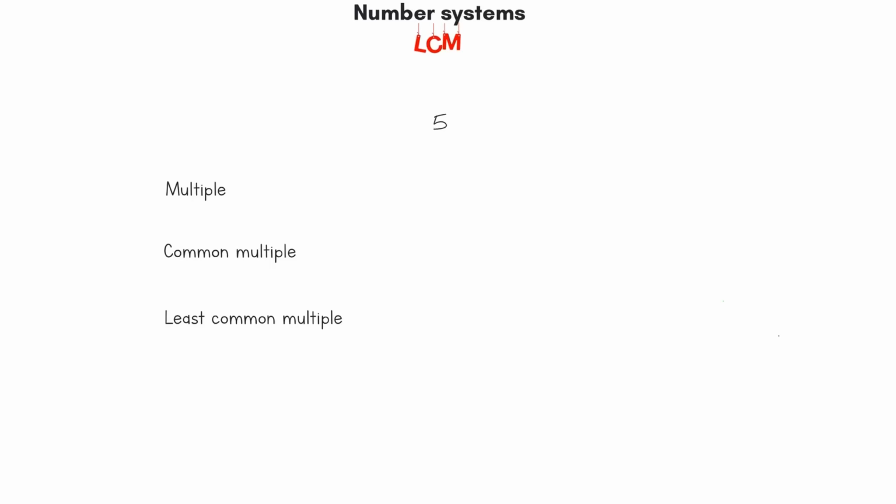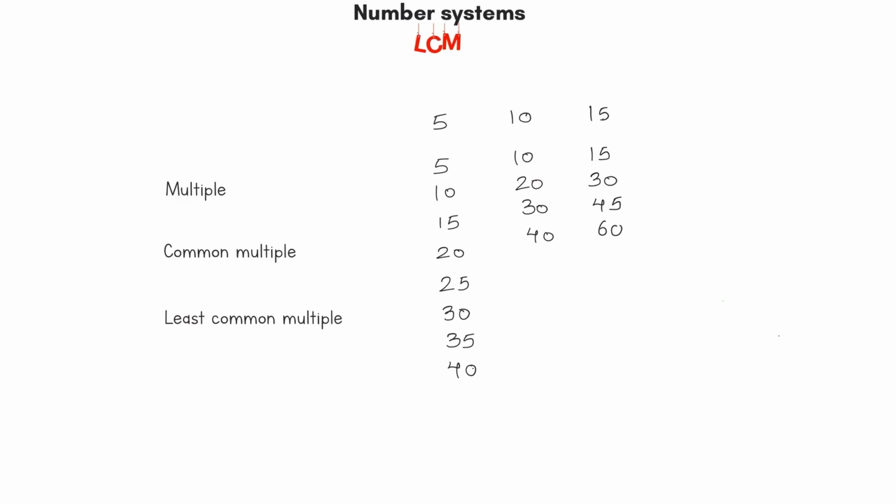So let's take 3 numbers, 5, 10 and 15. My simple question here is, what are the multiples of 5? You will say it is 5, 10, 15, 20, 25, 30 and so on. It will keep on going like this. What are the multiples of 10 now? 10, 20, 30, 40 and so on. What are the multiples of 15 now? 15, 30, 45, 60 and so on.